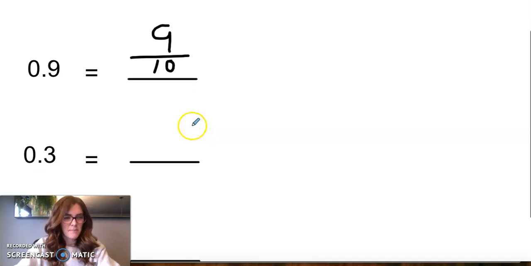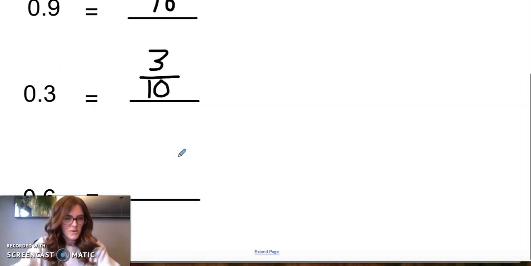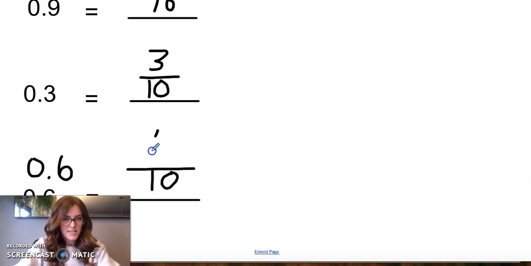Let's go to our next example. We have 0 and 3/10. Again, there's one number after the decimal, so that means we are out of 10. And then we're going to write 3 on top, just like that. Oh, and you can't see that last example. My face is in the way. It actually looks like this, 0 and 6/10. Again, there's one number after the decimal, so it is out of 10 and 6 goes on top.